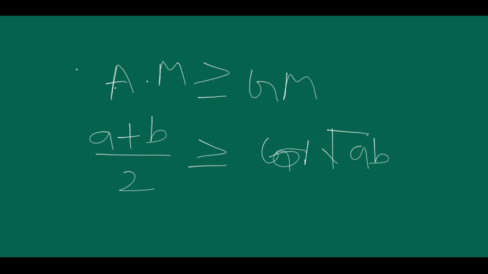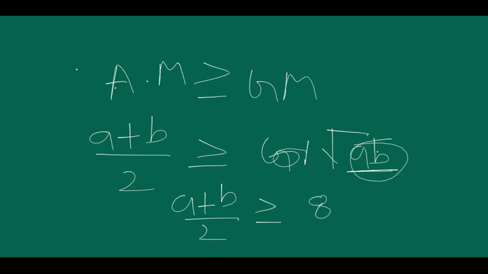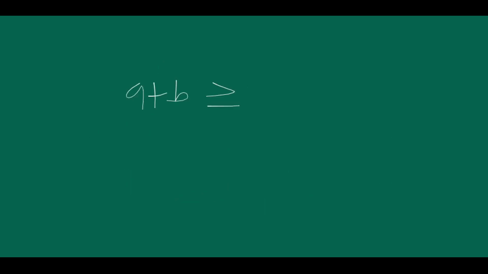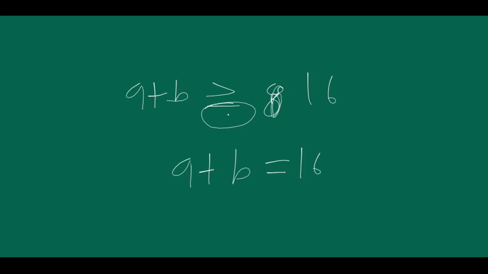We are given that the product of two integers is 64, meaning AB equals 64. So from here, (A plus B) by 2 is greater than or equal to root 64, which is 8. So A plus B is greater than or equal to 16. The minimum value will be when the equal sign holds, A plus B equal to 16, minimum.